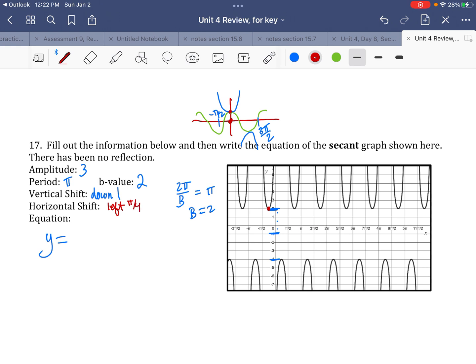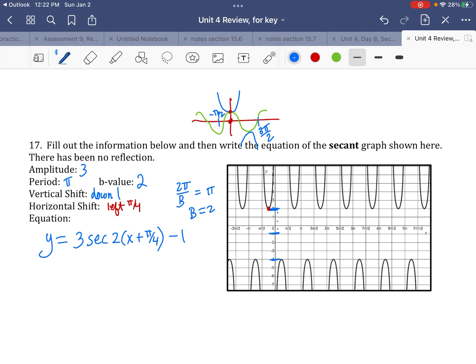All right, so let's write our equation. Oh, let's see. I want 3. I want my b value, so I want secant. 2, left pi over 4, so x plus pi over 4. And down 1, so minus 1.